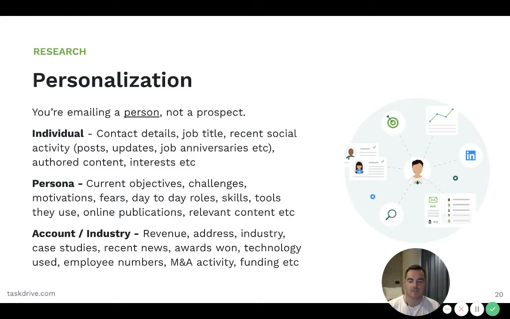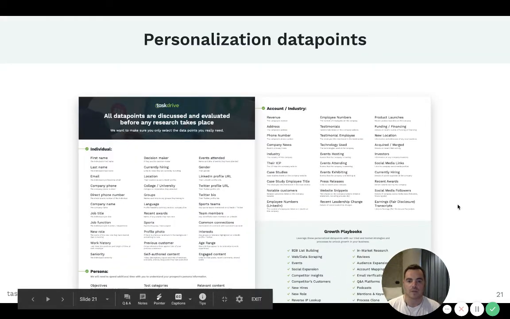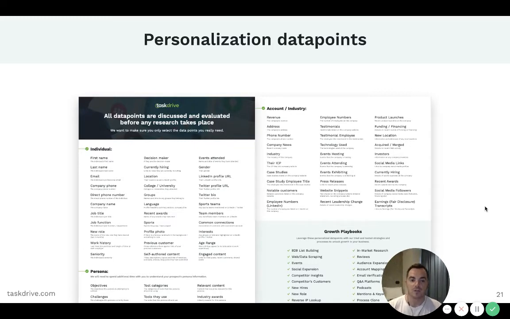Then you have the persona level. So that's all about the current objectives, their challenges, their motivations, their fears, the day-to-day roles, the skills that they have, the tools that they likely use, online publications and relevant content to them. Because if you don't have the time, or you can't personalize it on the individual, then you can always fall back on the persona. Then the final stage is the account or industry. So here you could look at revenue, address, industry, case studies, recent news, awards won, technology that they use, the employees, M&A activity, funding, etc. So there are hundreds of different ways. In fact, over at TaskDrive, we have split this out into over 80 different personalization points, which you could use to include in your outbound campaigns.